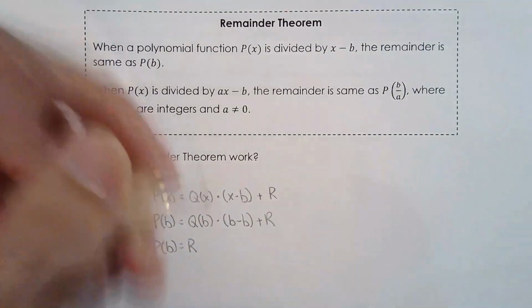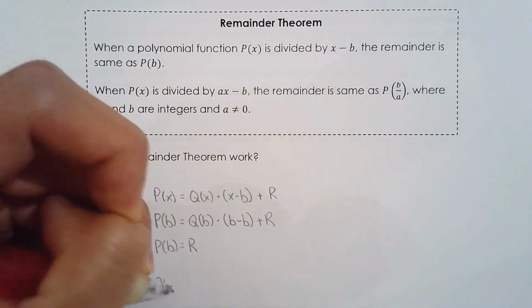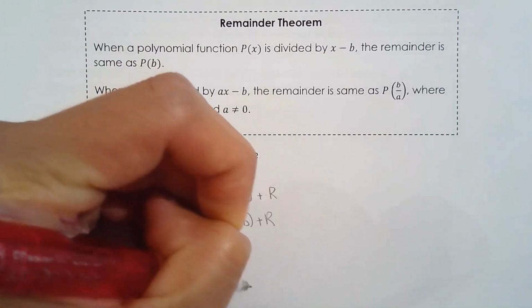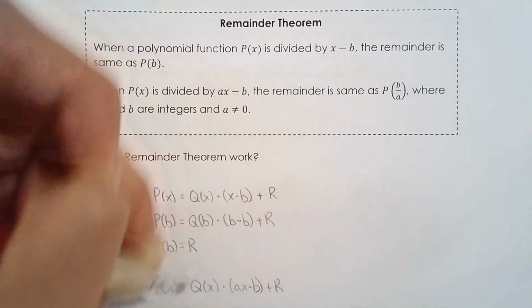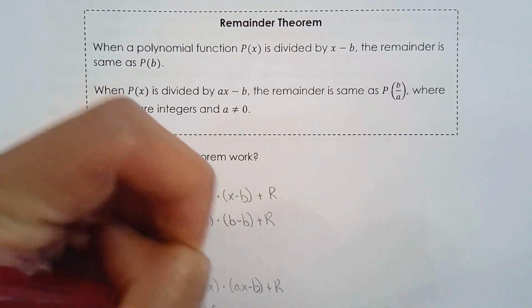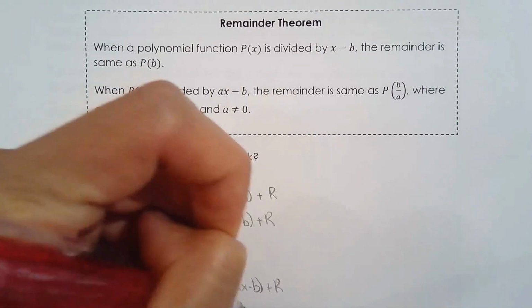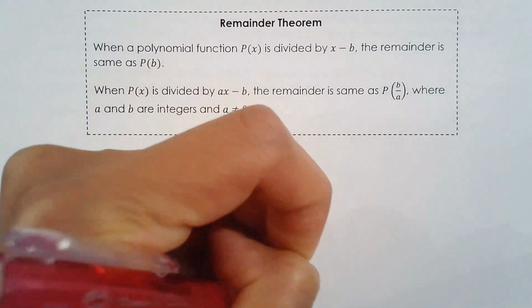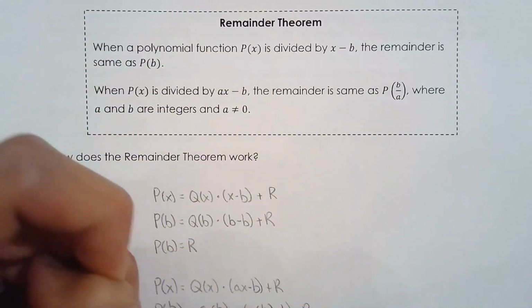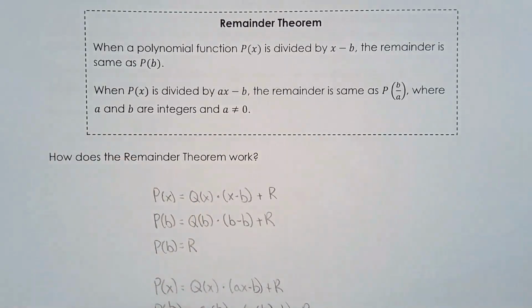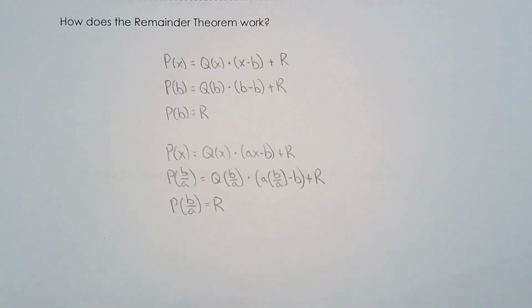And what if your divisor is ax minus b? Oh, no problem. With ax minus b, p of b over a is equal to q of b over a times a times b over a minus b, plus r, and you will get p of b over a is equal to r. So p of b over a is equal to r.